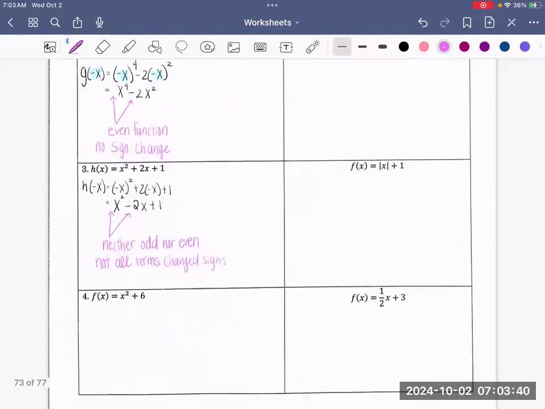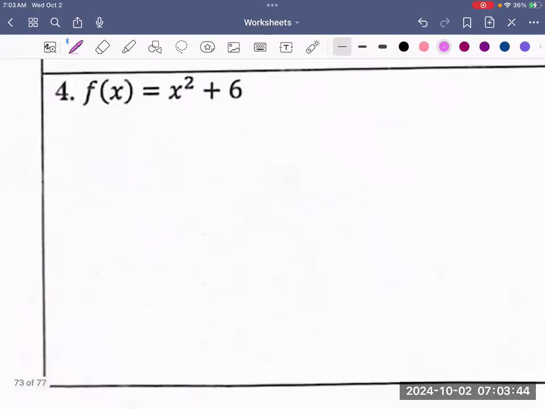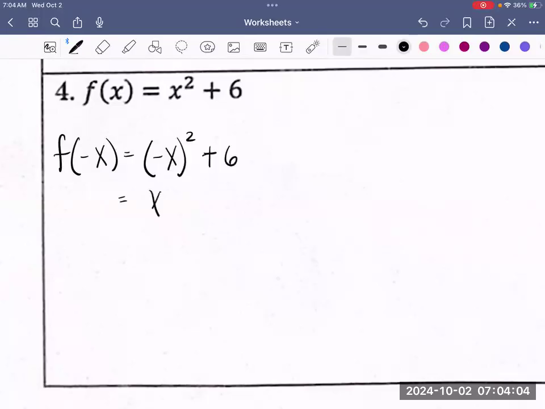I'll do one more and then you guys can practice on the other side. So if we have f of x equal to x squared plus 6, if you plug a negative into your function, you get positive x squared plus 6. So again, this one had no sign change, so this is an even function.